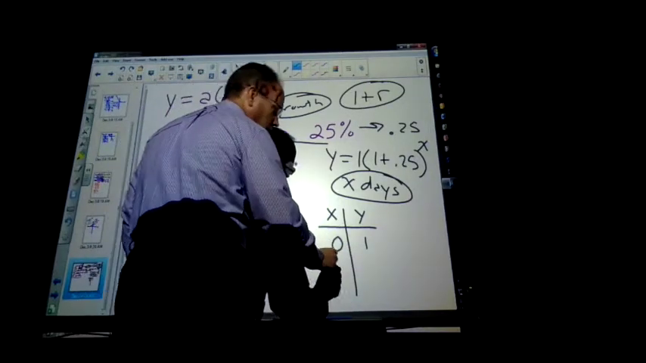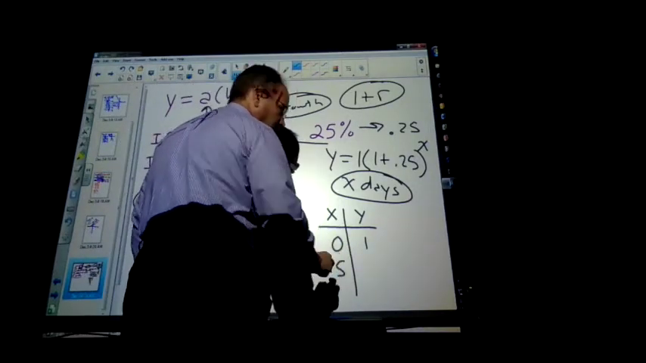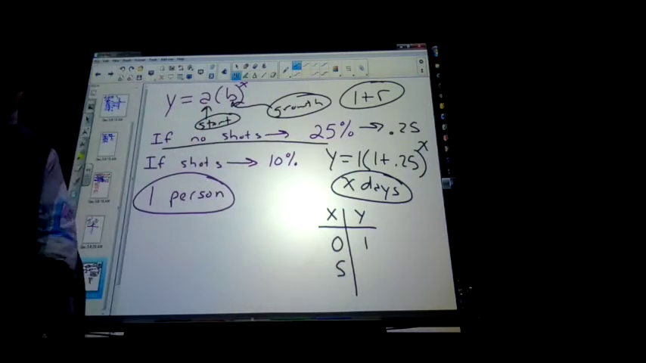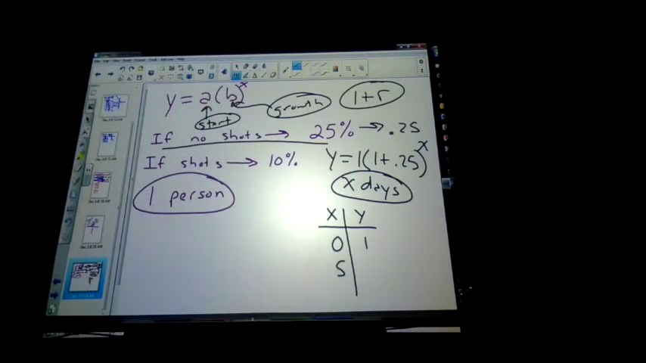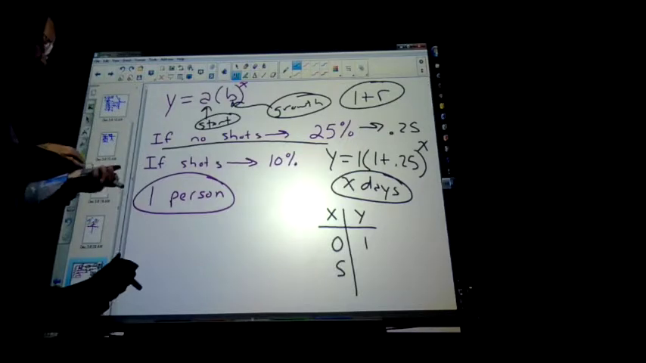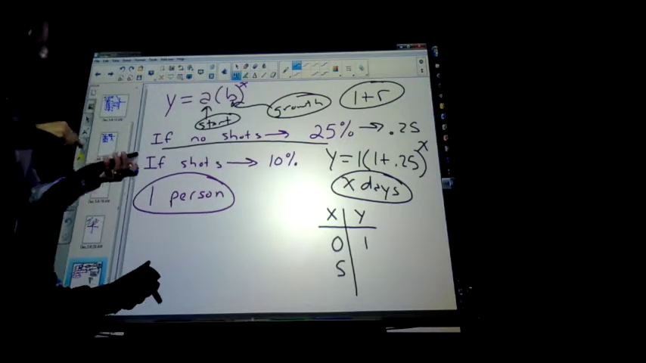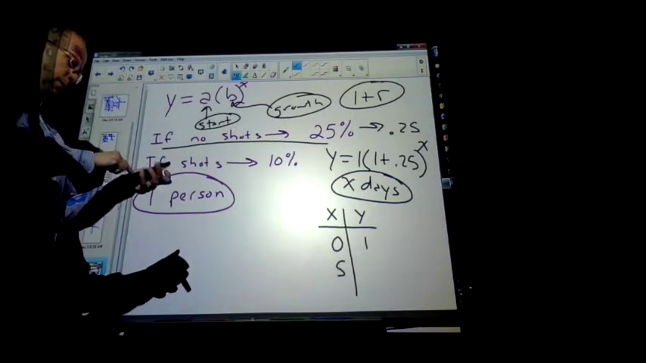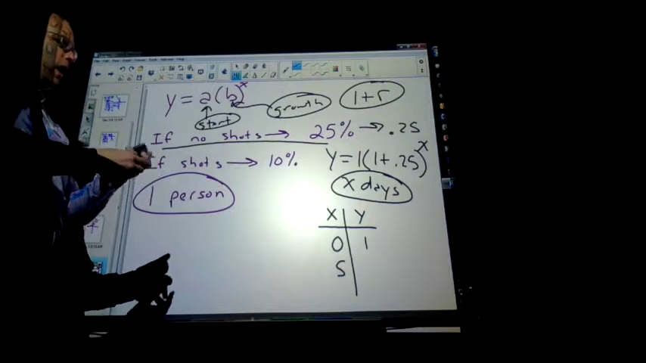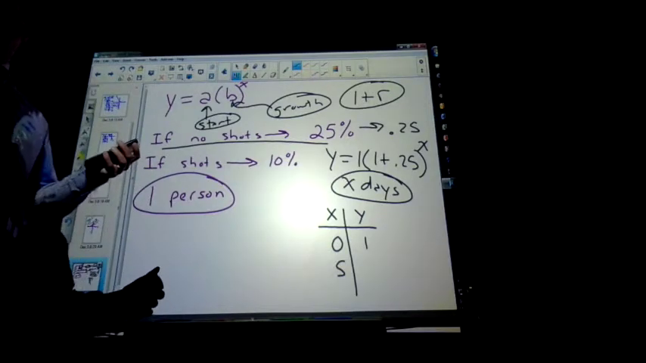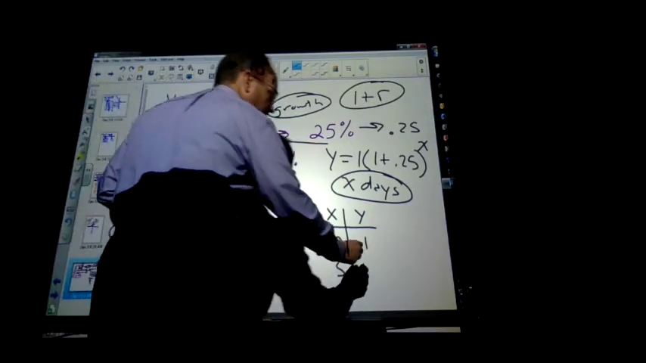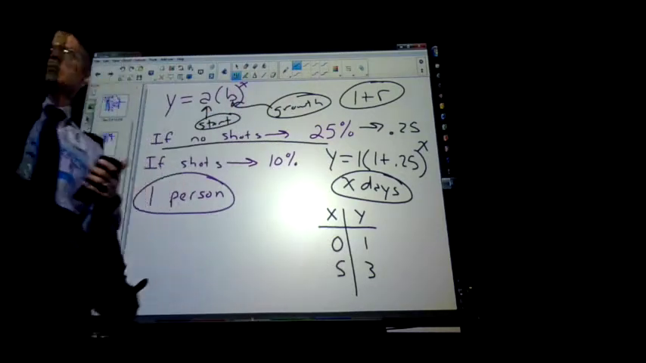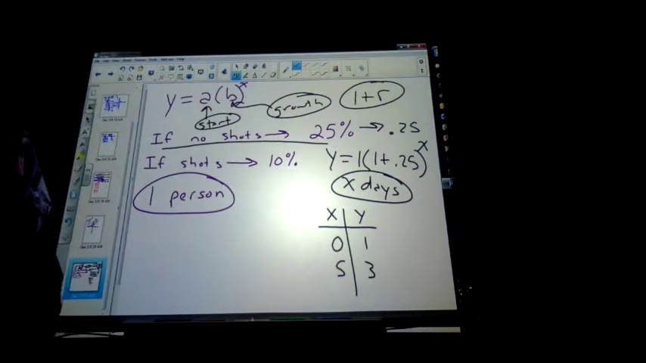And then let's go to 5 days. Now I'm just going to use a calculator here. I'm sure you are all capable of it. I'm going to go 1.25, and I'm going to raise that to the 5th power. And I'm going to multiply whatever I get times 1. So this is about 3 people have it after 5 days.